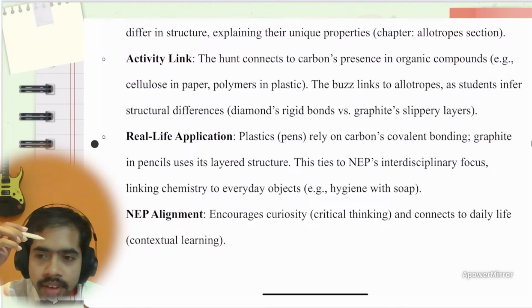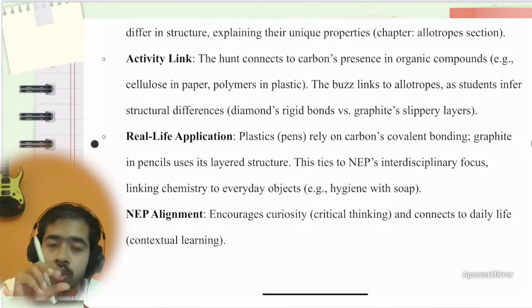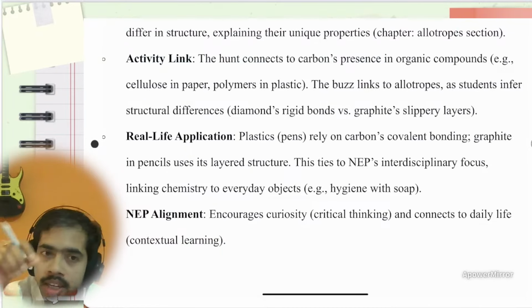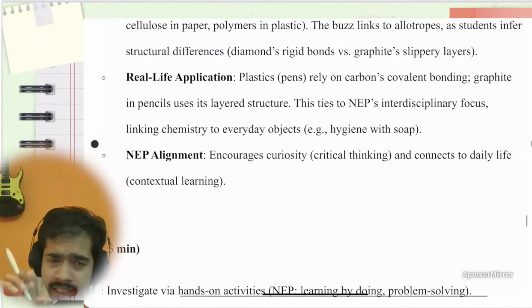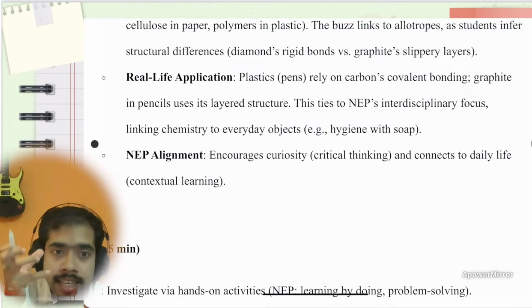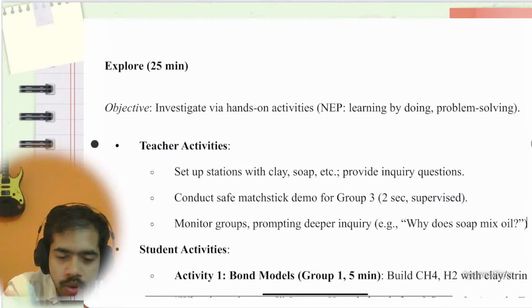In pencils graphite is there. So in this way we can link the concept of carbon and bonding, and how graphite bonds. We can show them pictures of bonding, catenation and graphite, and how it is aligned with NEP. It encourages curiosity and critical thinking, because they are doing that thinking, so critical thinking is boosted. In this way we can perform activities.